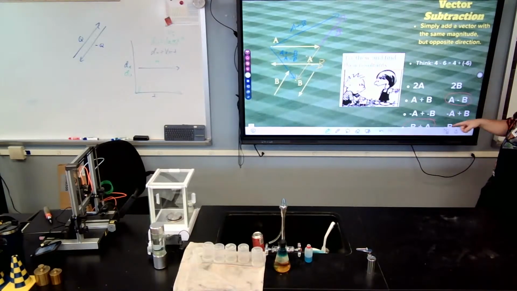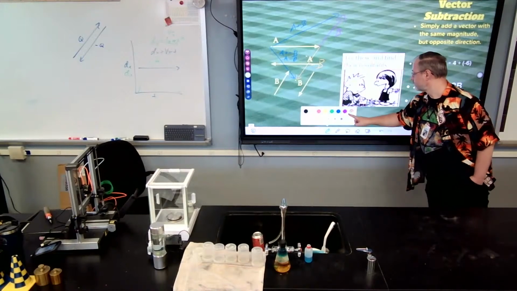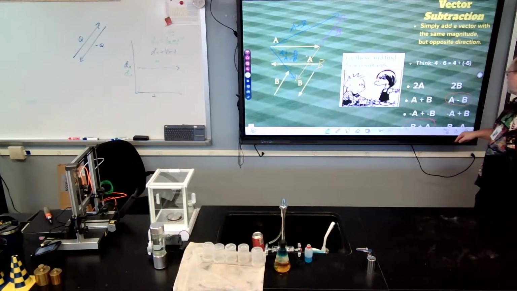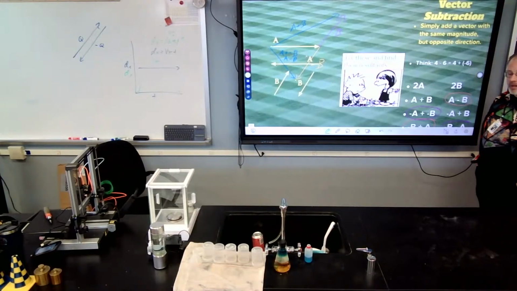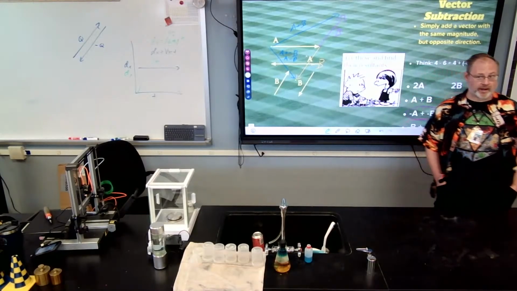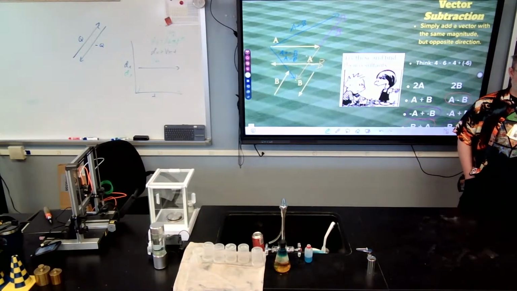Is there another one? Negative B minus A, and negative A plus negative B. You're adding a negative A and a negative B, and here you're adding a negative A and a negative B. Is that what you got? Do those vectors look about the same on your paper? All right, cool. Any questions before we move on to actual vector stuff that we can actually play with?